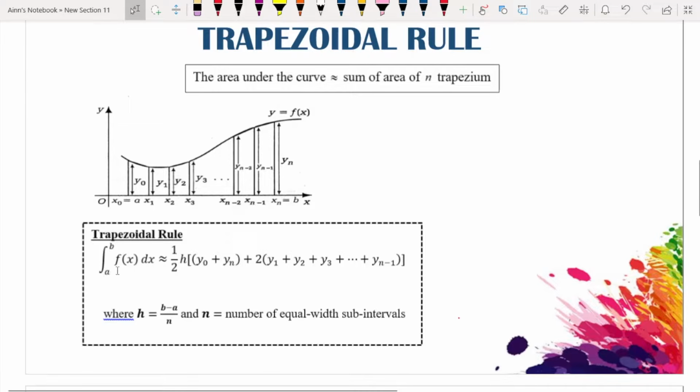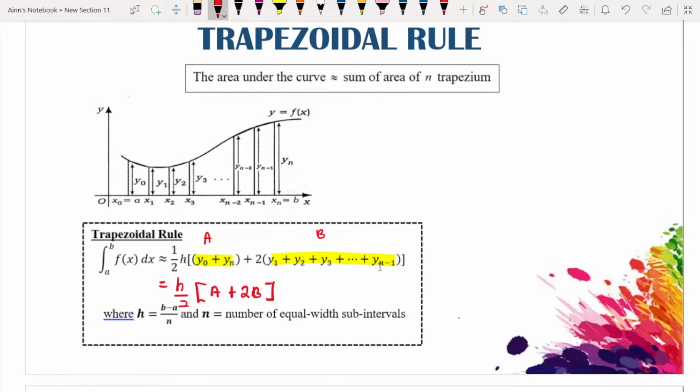We have the integral of f(x) from a to b equals 1/2 h [y0 + yn + 2(y1 + y2 + y3 + ... + yn-1)]. Or we can summarize this as h/2 (A + 2B). So this part is considered as A, and this part is considered as B. We're going to see in the question later how to use this formula.